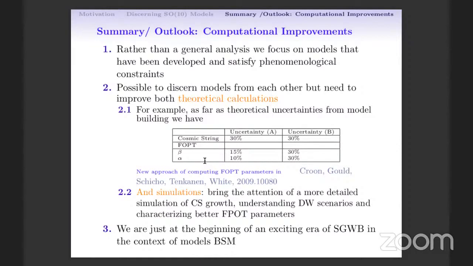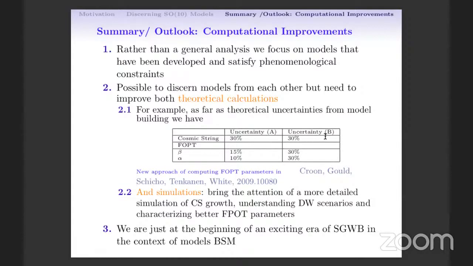And just to give you an example, from the theoretical calculations, and I mean just our model building, in terms of, for example, how well you can calculate the scale of the string. The cosmic string uncertainty, just from the model building, is 30% because we don't know exactly this scale. And the main parameters of first-order phase transitions, which I have no time to describe, but these are two of the most important parameters, have this uncertainty, 15% and 10%, depending on the model. So these are the two first models that I presented.